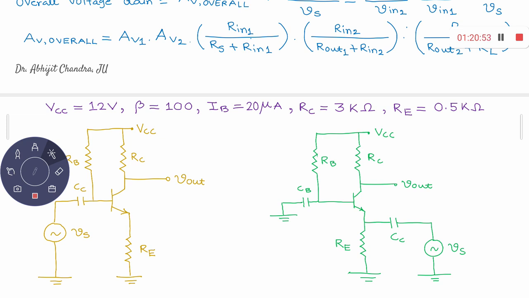Common emitter, common base cascade. Now, what about the gain of the first stage? Let's see the first stage. What about the calculation? You know the calculation, I am not going into the detailed calculation, but just take a look at this and tell me.